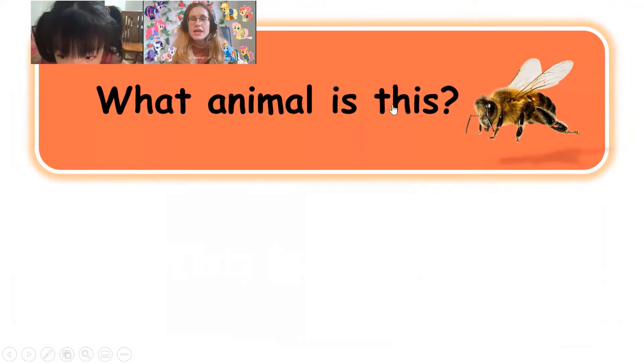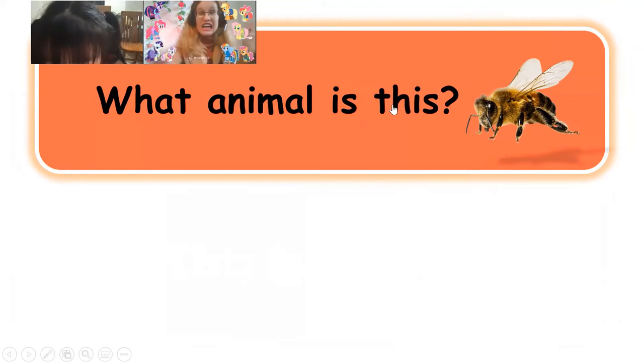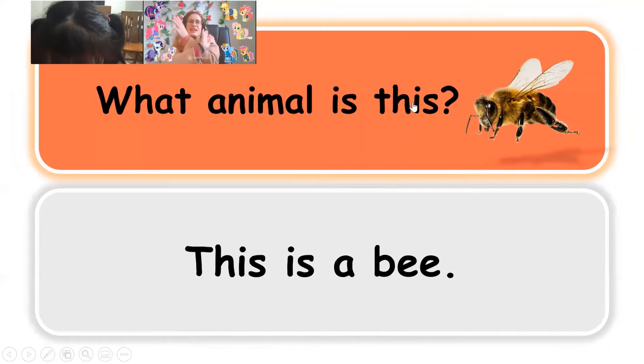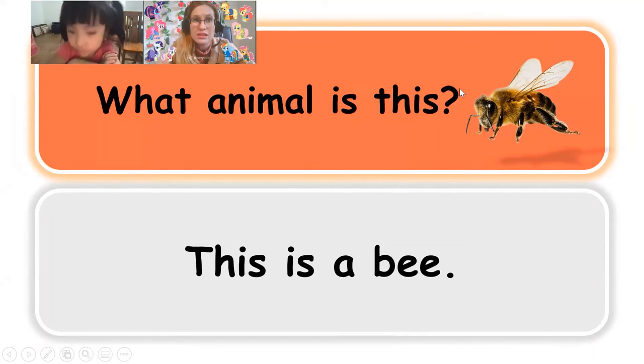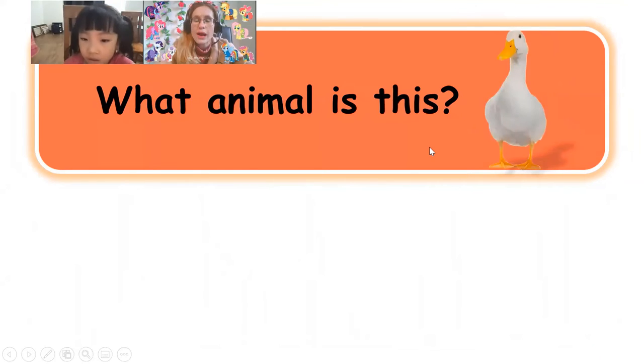Okay, what animal is this? A bee. I don't like it. Ooh. I don't like it. Ooh. Do you like it? No, I don't.